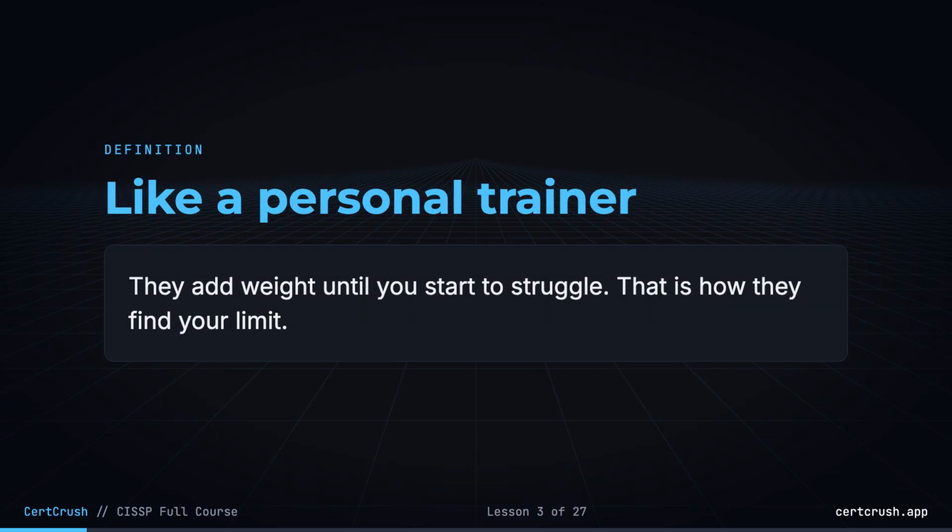Think of it like a personal trainer adding weight to the bar. They load it, you lift, they load a little more. The moment you start to struggle, they've found your limit. The CAT does the same thing with question difficulty, calibrating itself to you specifically, rather than to some average candidate.